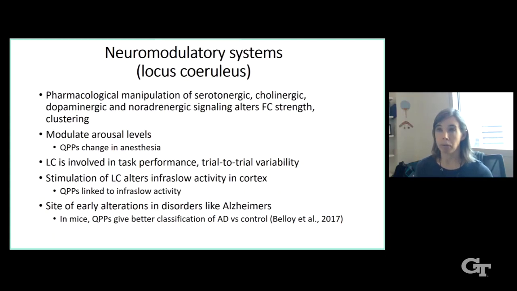And part of the QPP that I showed you, that default mode network, has also been implicated in task performance and variability, so that kind of fit. There are studies that show that stimulation of the locus coeruleus alters the infraslow activity in the cortex, and we know that they're linked to QPPs there. And then finally, the locus coeruleus is also the site of early alterations in a lot of neurodegenerative diseases. And this is another thing I'm not going to tell you about today, but we found that in mice, using these QPPs lets us classify the Alzheimer's model better than just using static connectivity. So that was another connection that made us excited about this possibility.